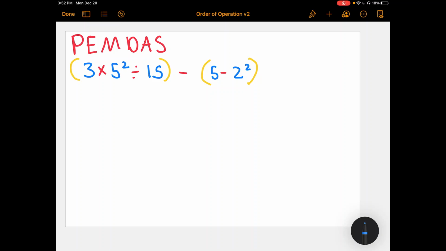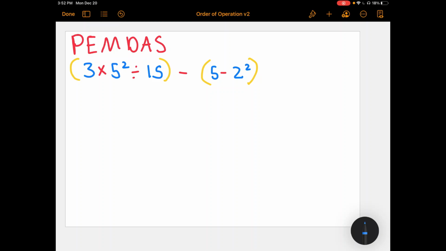When I grew up, we said, "Please excuse my dear Aunt Sally" to help us remember it. But you can make up whatever slogan or phrase you want. There are a lot of songs out there that will help you remember this acronym so you know the order to do these mathematical equations. So in this example, we have 3 times 5 squared divided by 15 minus 5 minus 2 squared.